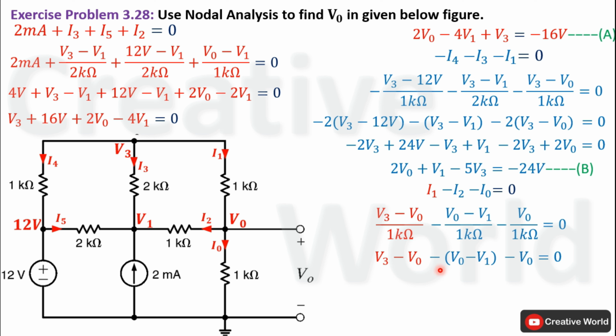Now open these brackets. Minus will multiply with values inside the brackets. The equation will become V3 minus V0 plus V1 minus V0. Now add values having same variables together. The equation will become minus 3V0 plus V1 plus V3 equal to 0. This is the third node voltage equation of this network.